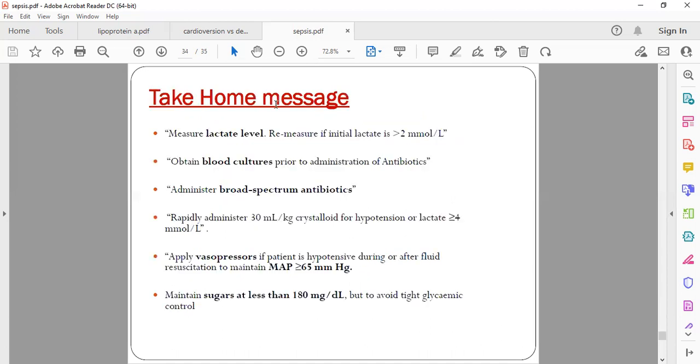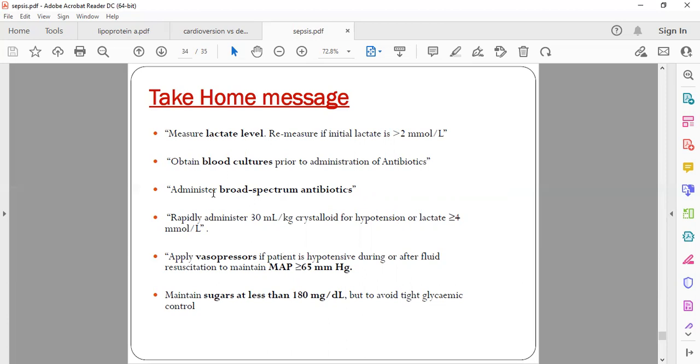So the take home message: measure lactate levels and remeasure if the initial lactate is more than 2. A single reading has not much value. You should remeasure, and sequential values have to be taken, and obtain blood cultures. Prior to administration of antibiotics, it's always better to take blood cultures, because then we know what infection we are dealing with. If we take cultures after we give antibiotics, we may not get proper results.